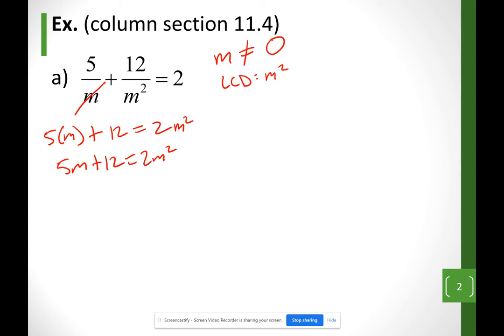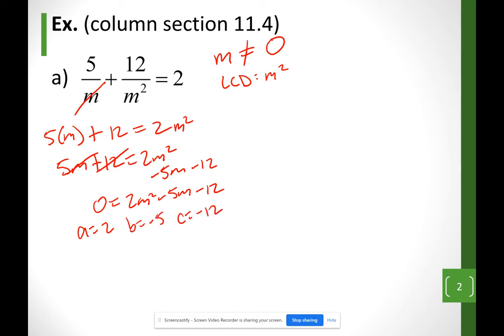I'm going to move everything to where the m squared is positive. So I'm going to move this as a 5m. I'm going to move this as a minus 12. So I have that 0 equals 2m squared minus 5m minus 12. I'm going to use my quadratic formula again. A equals 2, B equals negative 5, and my C equals negative 12.